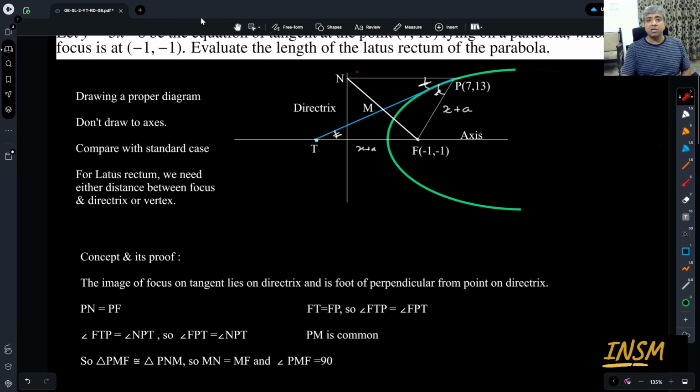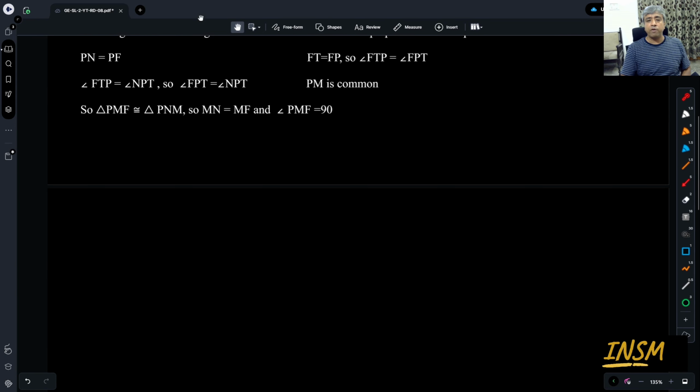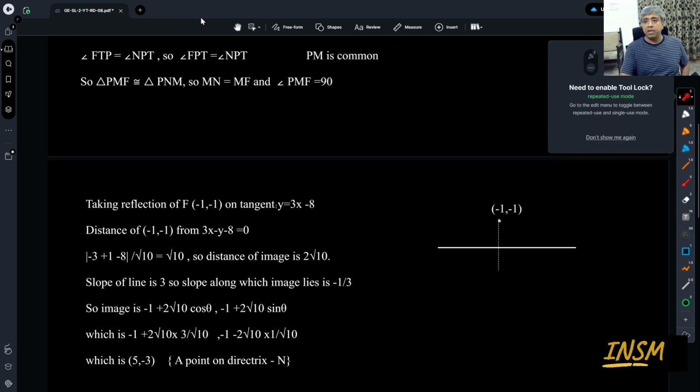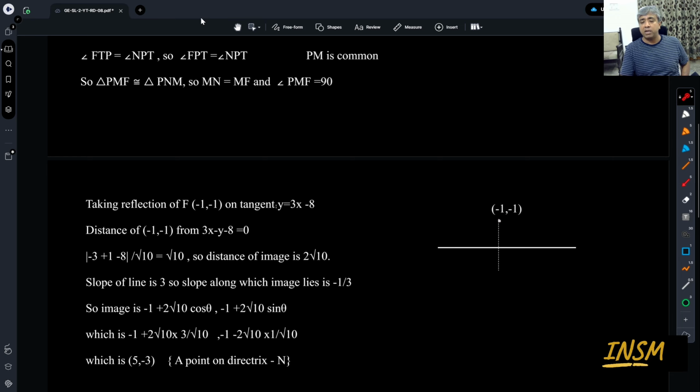Now our next task is to find the coordinates of this point N. For this we will use how we find the image of a point on a given line. So to find the reflection of the point (-1, -1) on the line y equal to 3x minus 8, we first find this distance. The perpendicular distance comes out to be root 10. So the distance of the image from this point would be twice the distance, 2 root 10. So the distance of the image from (-1, -1) is 2 root 10.